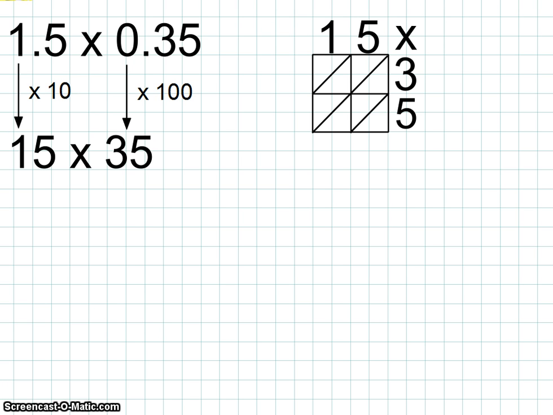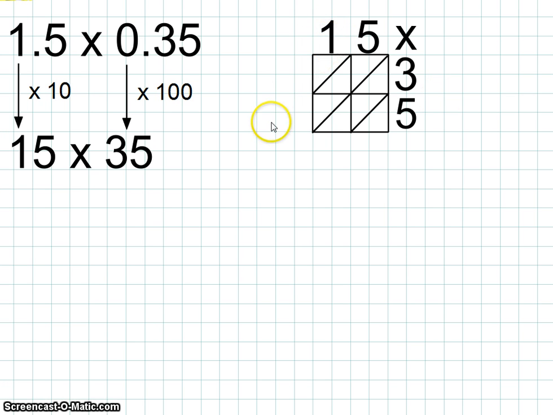And now we have finished setting up, or preparing, to use the last method. Okay. From here, what do we do? From here, we're going to multiply each of the digits with another digit, okay, from a different number. So what do I mean by that?